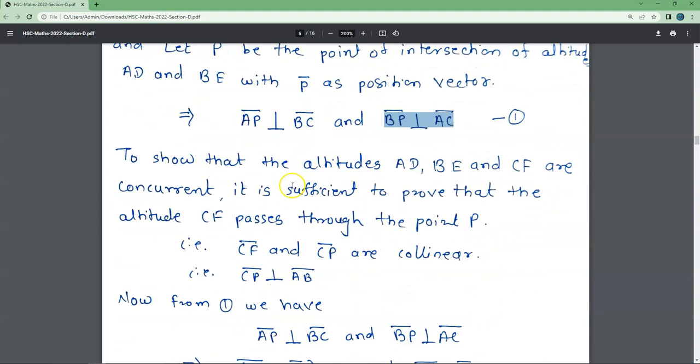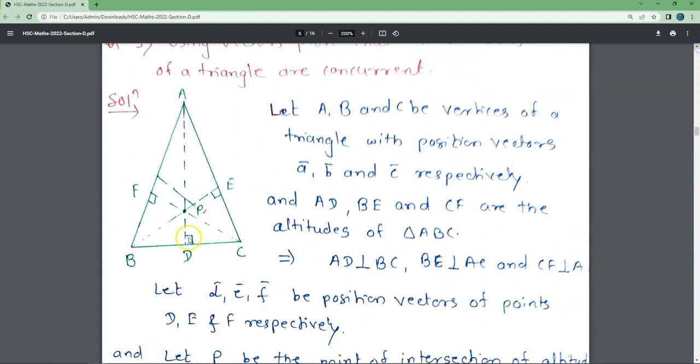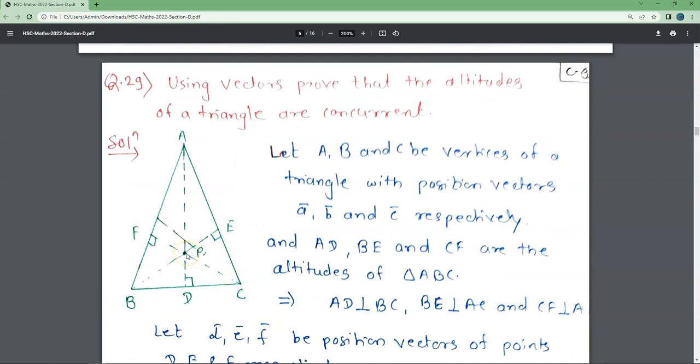So to show that the altitudes AD, BE and CF are concurrent, म्हणजे एकाच पॉइंट मध्ये ते इंटरसेक्ट करतात, it is sufficient to prove that the altitude CF passes through the point P. जे मी बोललो, जो तिसरा अल्टिट्यूड आहे तो सुद्धा ह्या P पॉइंट मधनं जातो. आपल्याला हे दाखवायचं की CF आणि CP कोलिनियर आहेत. म्हणजेच CP is perpendicular to AB दाखवायचं आहे. CP आणि CF कोलिनियर असले म्हणजे दोघेच्या दोघे एका लाईन मध्ये, या P पॉइंट मधनं जातात. Both are on the same line, right?